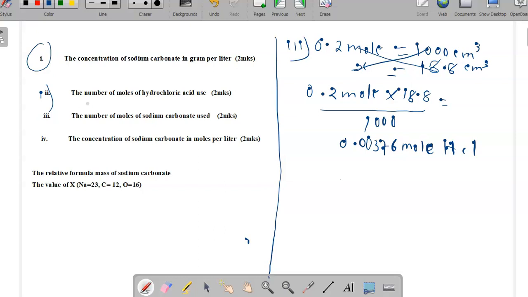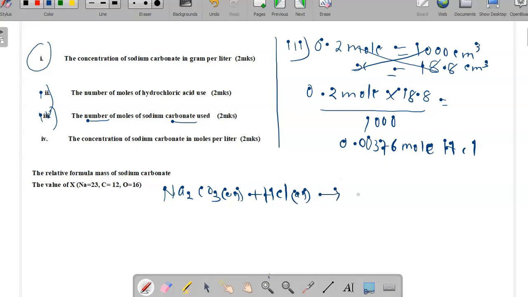So the next question is Roman 4. Roman 4 is asking the number of moles of sodium carbonate used. To calculate the number of moles of sodium carbonate used, we need larger space. We use the equation. Here we have the number of moles of the acid used. To get the number of moles of the carbonate, we react the two. We say sodium carbonate aqueous plus hydrochloric acid aqueous. We will get sodium chloride, a salt, aqueous, plus carbon dioxide aqueous, plus water, liquid.